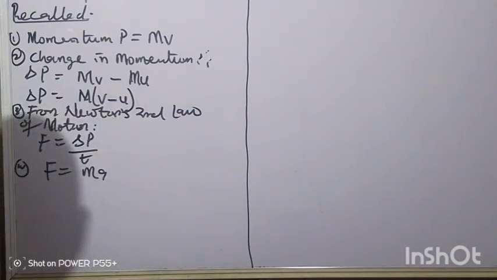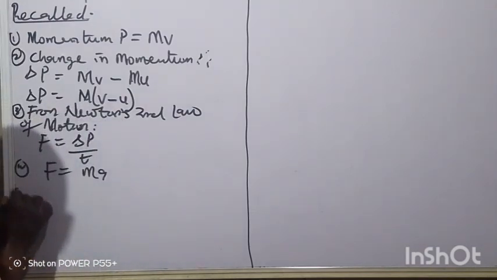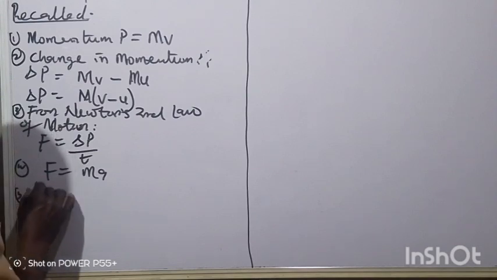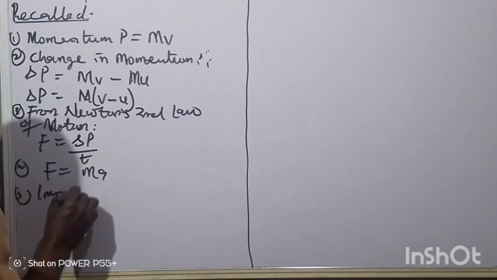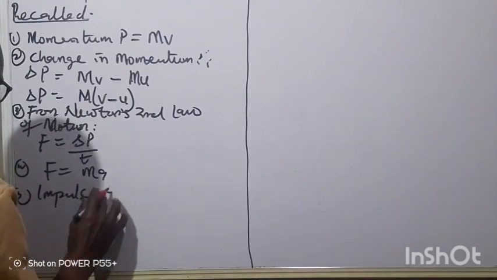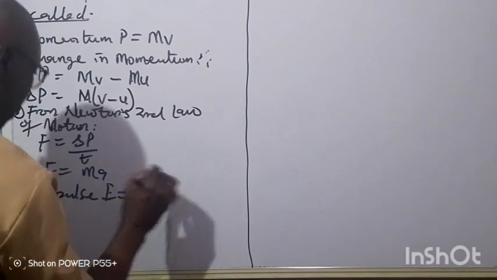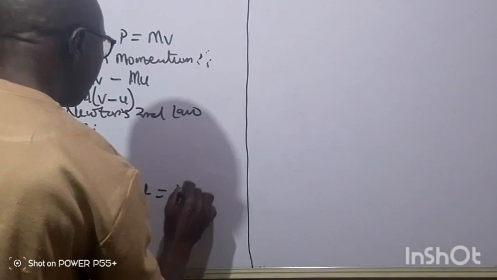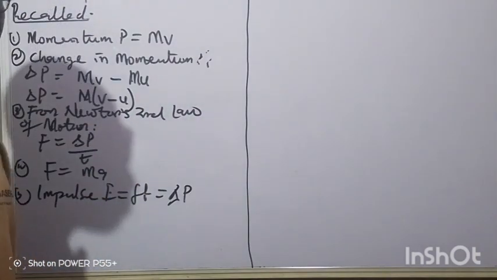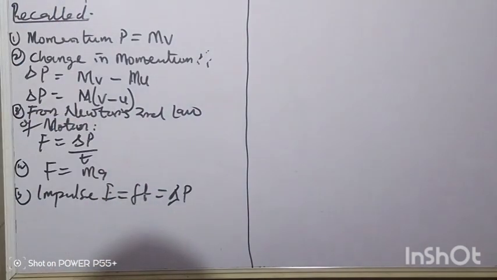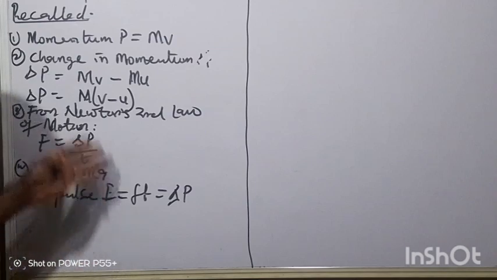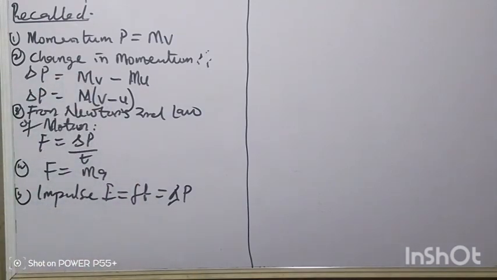And finally, that will be number 5, we say impulse, that is I, will be equal to Ft, which is equal to delta P, that is change in momentum. So today, our calculation will be based on the formulas on the board.